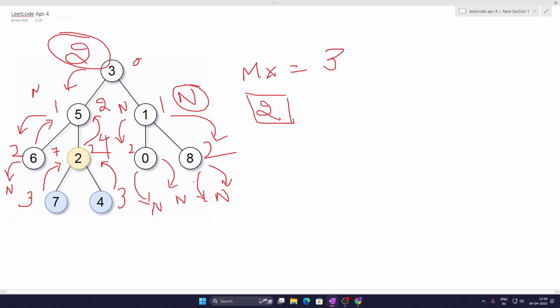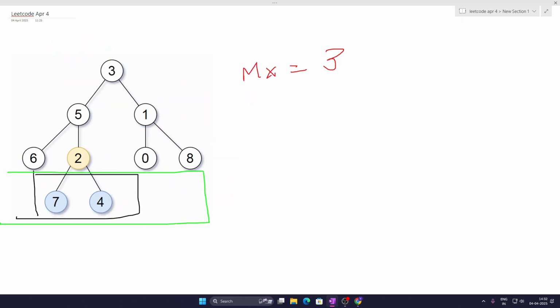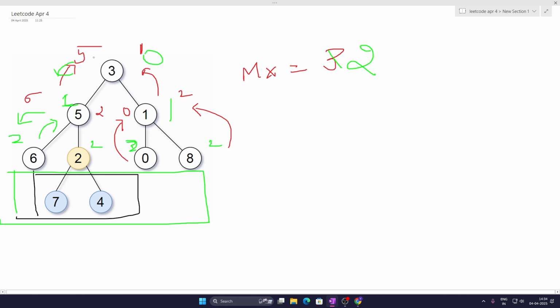What if these two are not present? Then the maximum depth will be 2, and here 0, here 1. I got two values and I can reach both as well. So it's also one of the common ancestors. Then the answer will be 3.